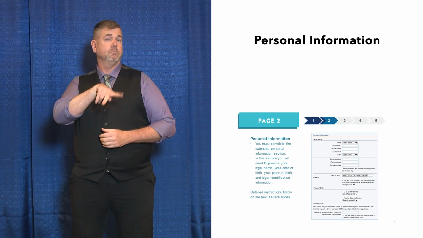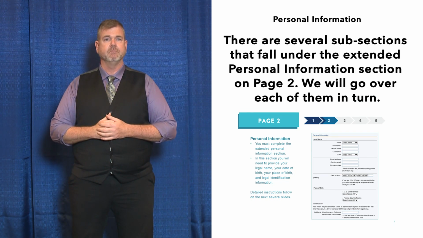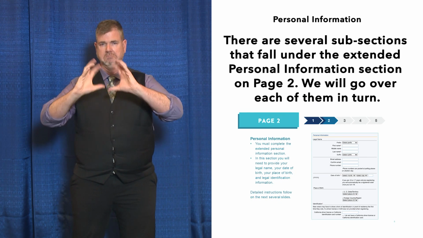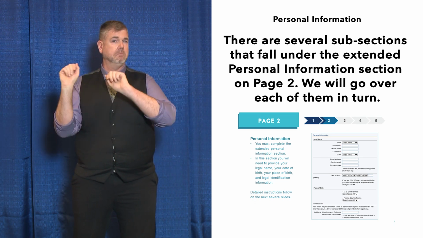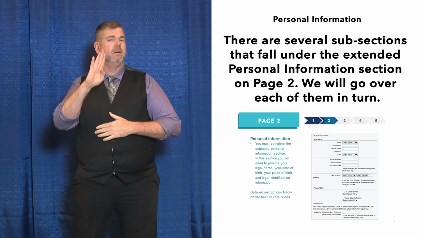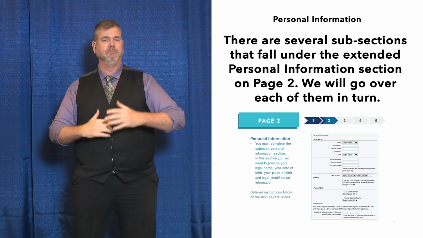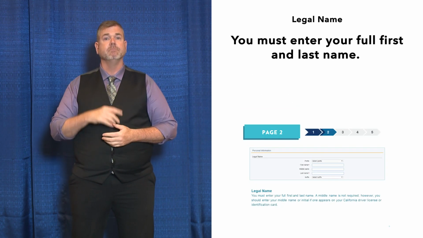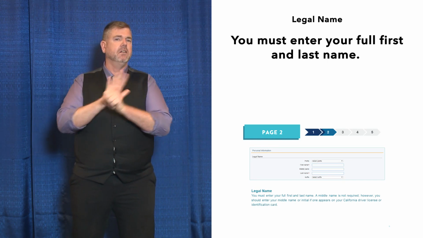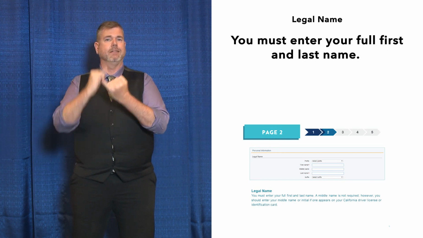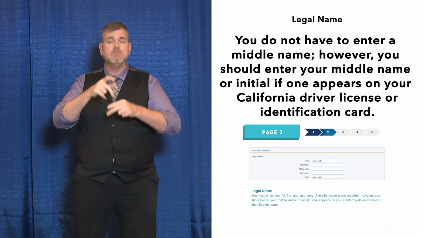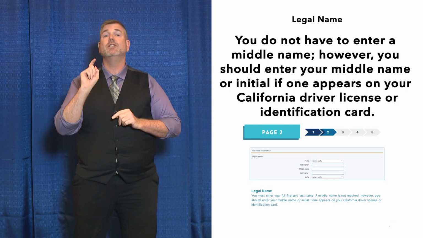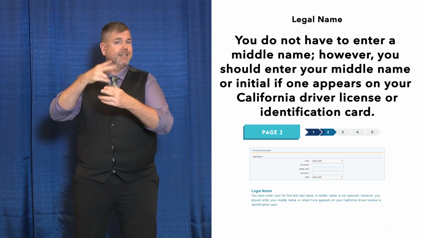Personal information. There are several subsections that fall under the Extended Personal Information section on page 2. We will go over each of them in turn. Legal name. You must enter your full first and last name. You do not have to enter a middle name. However, you should enter your middle name or initial if one appears on your California driver's license or identification card.